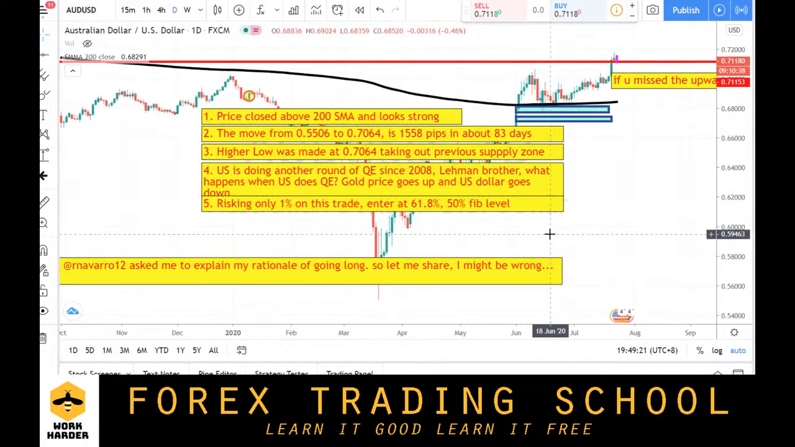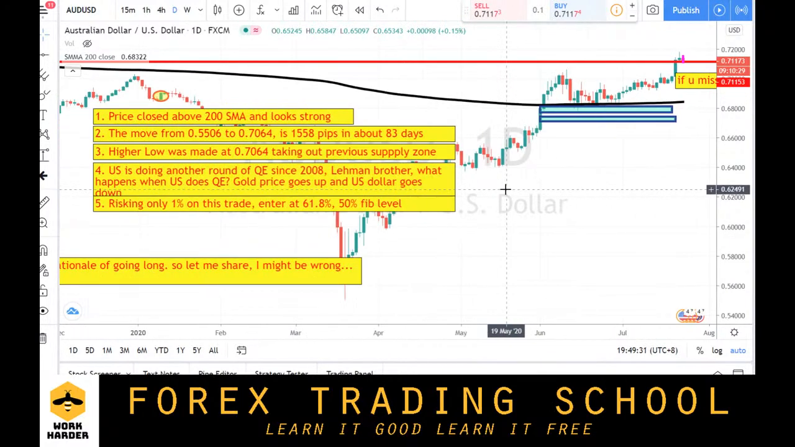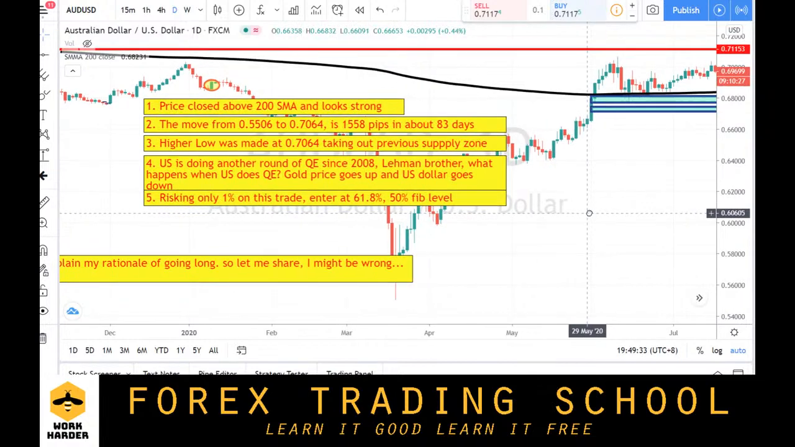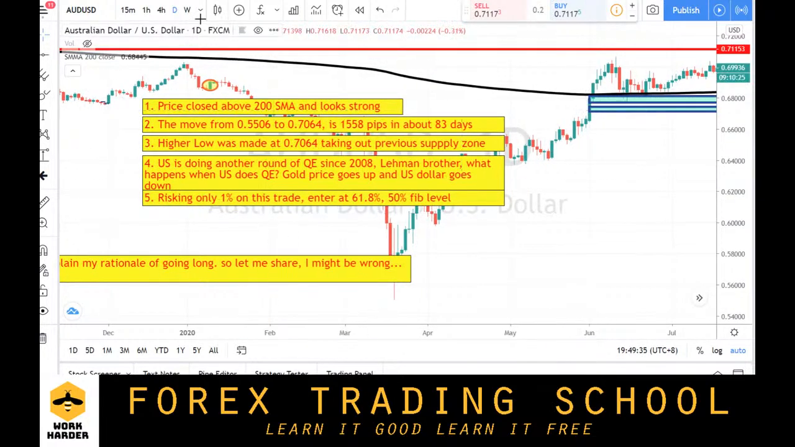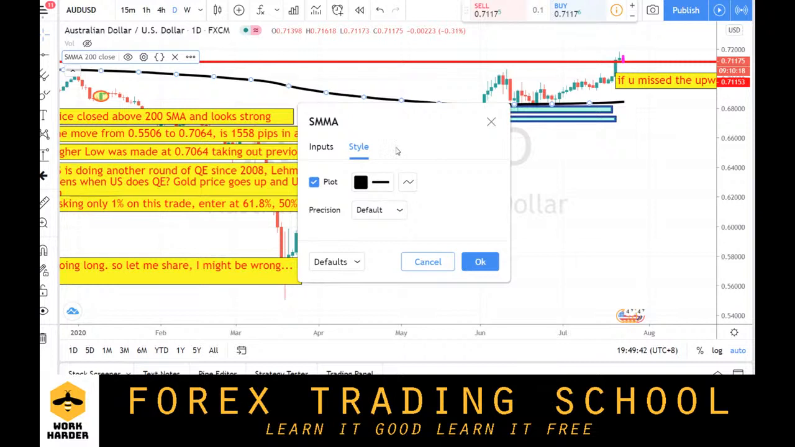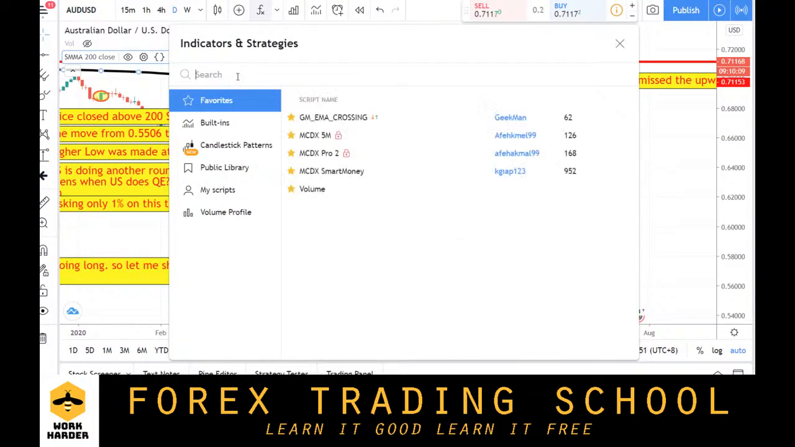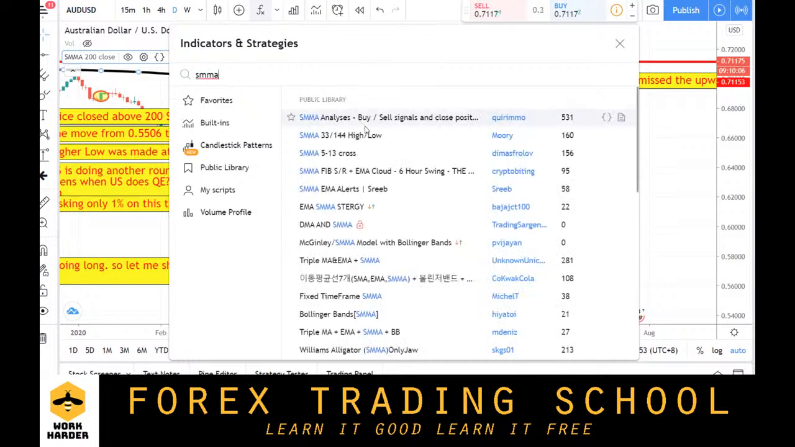If you have not checked out my take on the Aussie USD, why I changed my position from short to long: I was previously always very short, very bearish about the Aussie USD, but it has since crossed the 200-day moving average, SMMA. Okay, what is the SMMA? If you don't know, you can find it out. Check out here, SMMA.